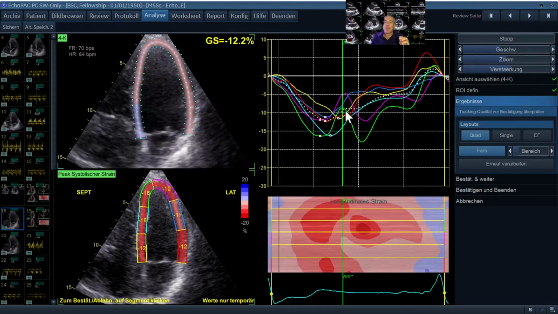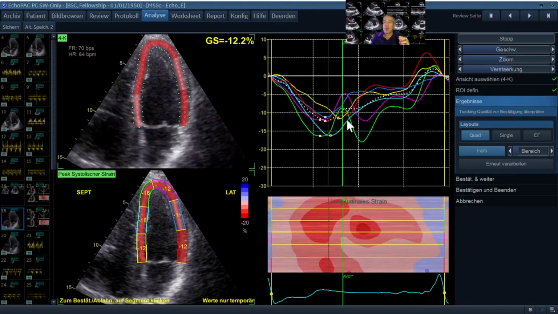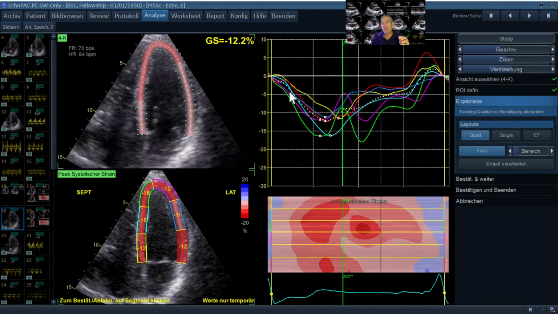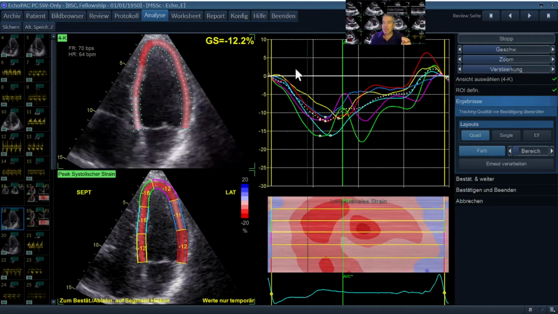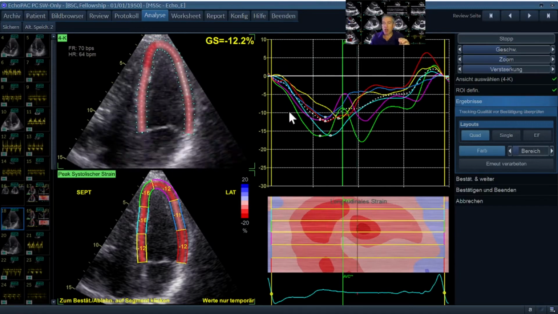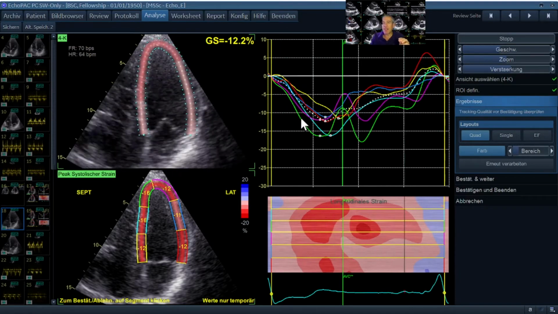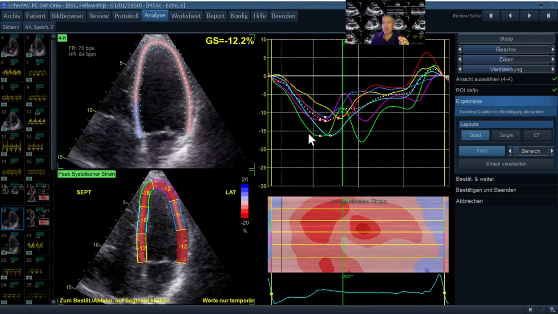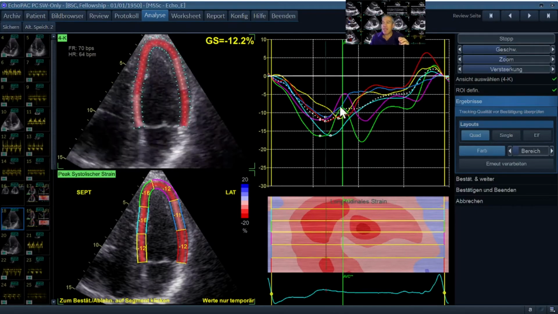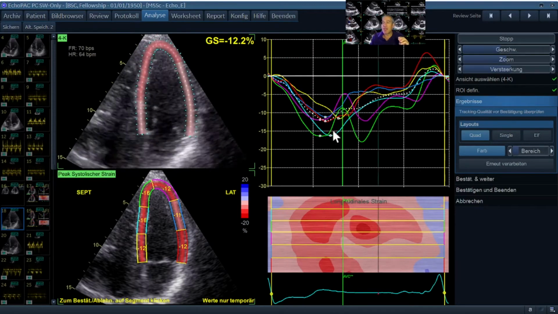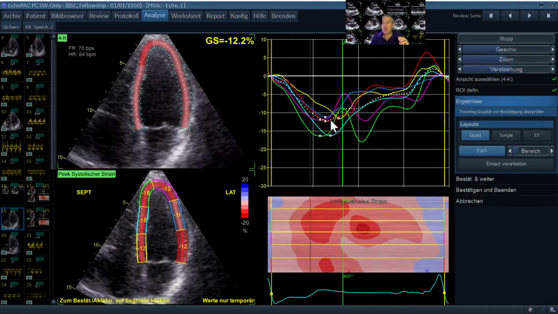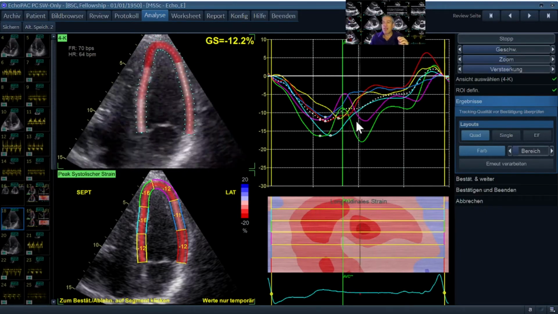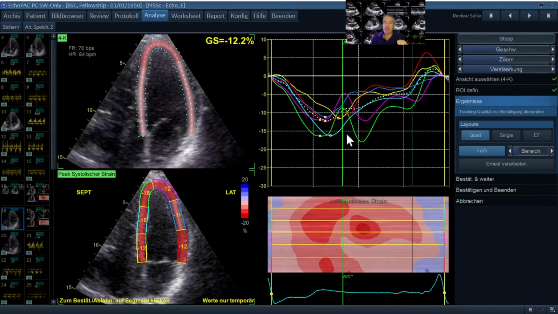Now, there is no segment which shows early lengthening, so it is not as bad as left bundle branch block, but it's not as perfect as the minus 40 millisecond setting. And you see here in particular during aortic valve closure, there is still a lot of early peak and a second late peak, so it's not completely synchronous.